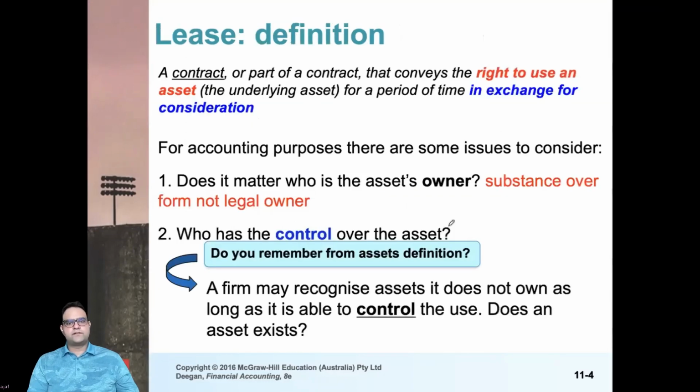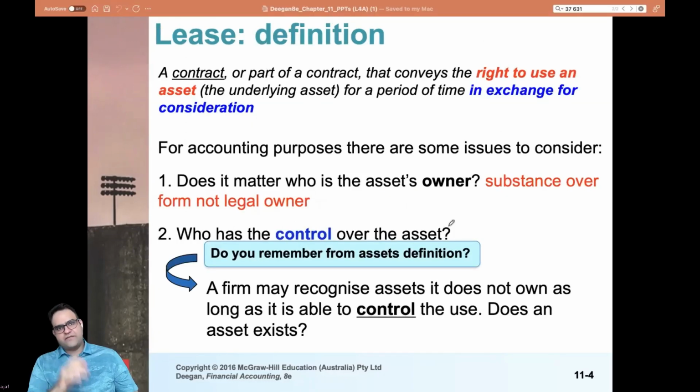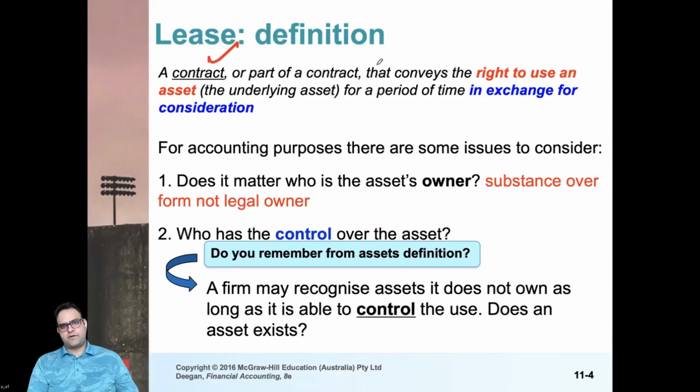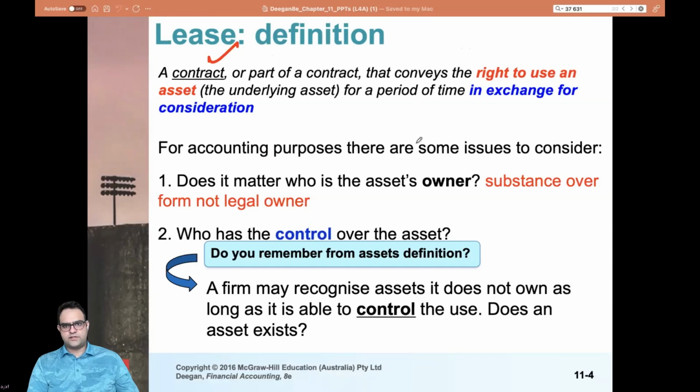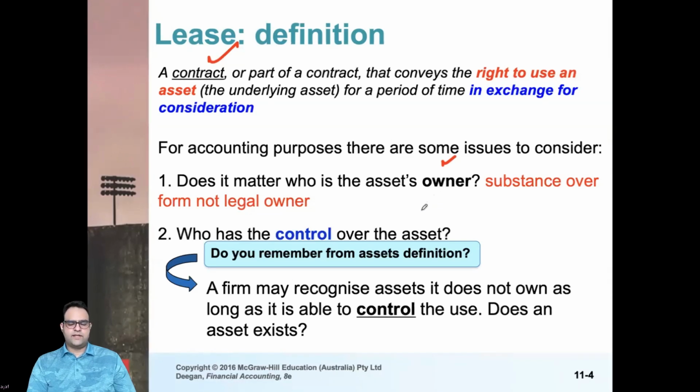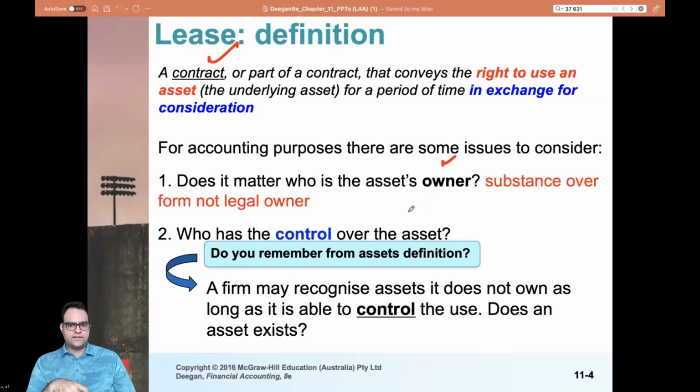So the first is the definition. What is a lease? Lease is basically a contract between two parties. One is the lessor, the person who is giving the asset. Another one is the lessee, who is receiving the asset. So the control of the asset changes during the period of the lease from the lessor to the lessee.